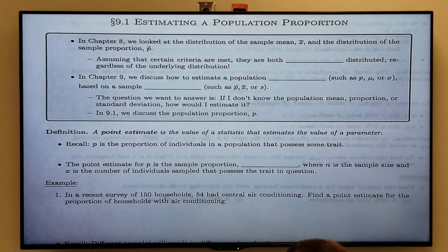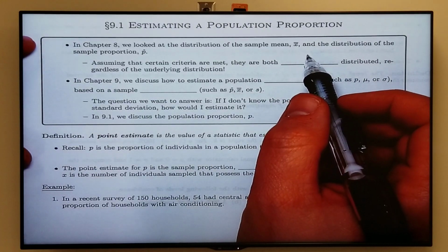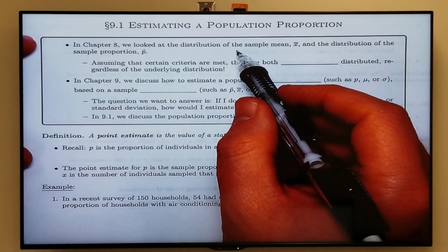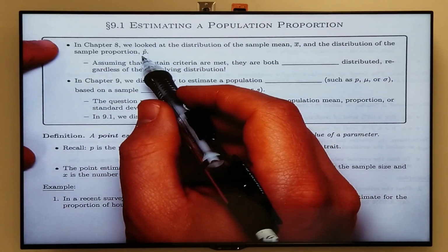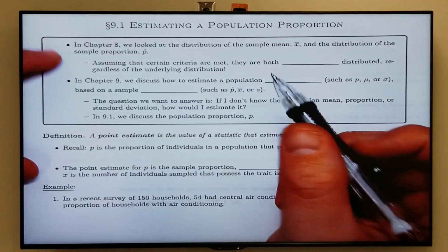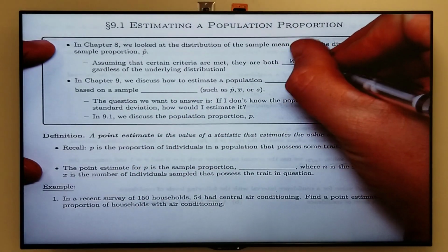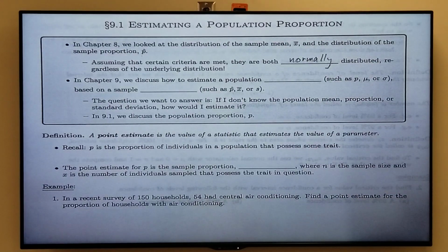What we found out in chapter 8 is that we looked at the sampling distribution of the sample mean, x bar, and the sampling distribution of the sample proportion, p hat. Assuming that certain criteria are met, they're both normally distributed, regardless of the underlying distribution, which is pretty cool. That means that we can use the normal calculator to compute probabilities of all of these things.